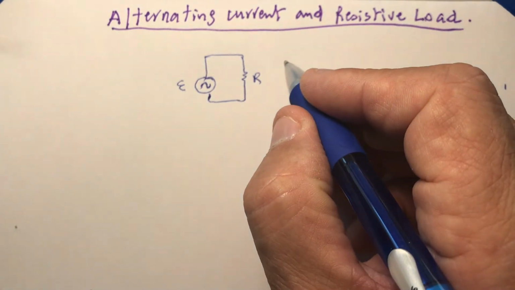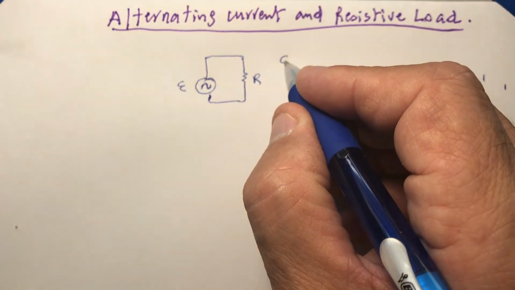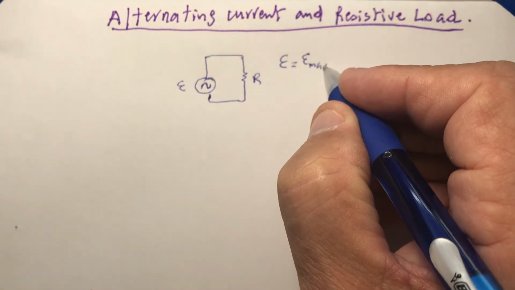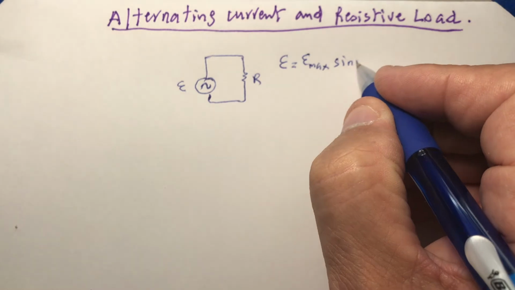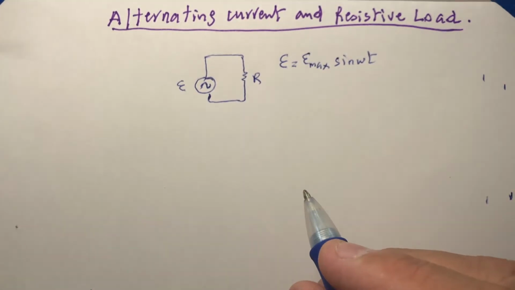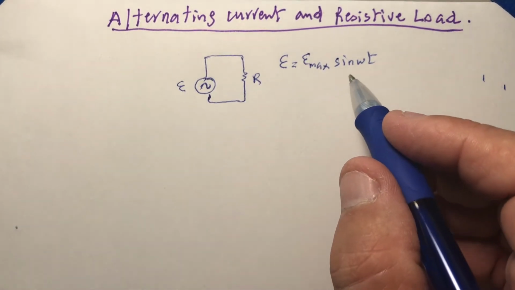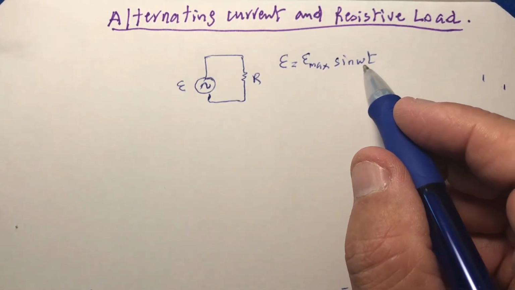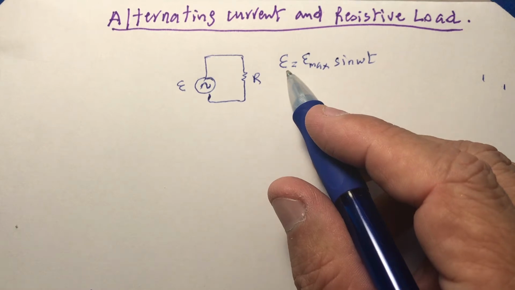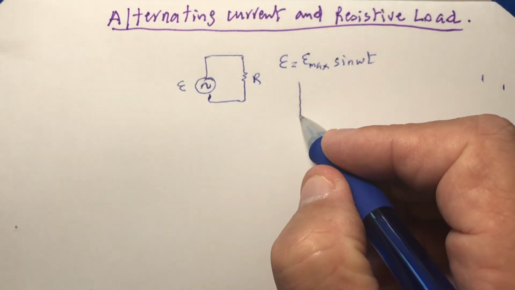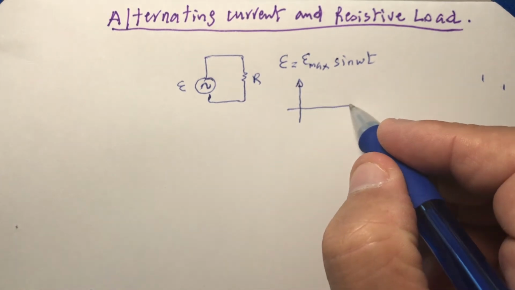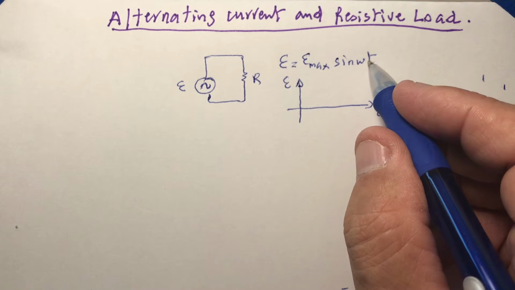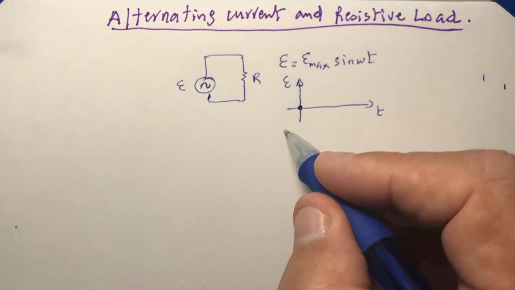It's changing in this form, so I can put E is equal to E max sine omega t. The reason I chose sine instead of cosine is that at time t equal to 0, I don't have any voltage. So I go something like this. This is time, this is E. So at time t equal to 0, I'm here.